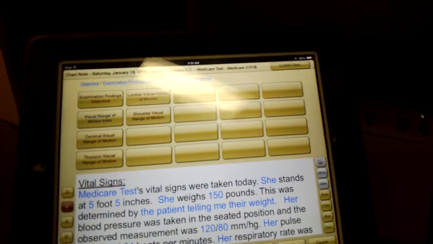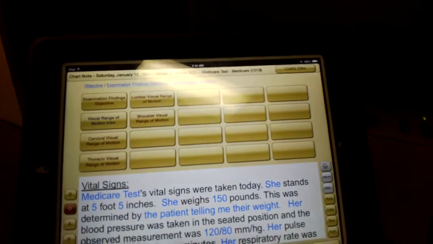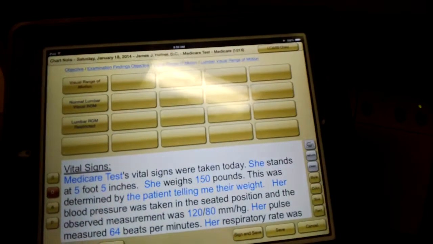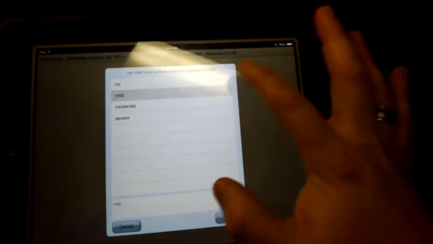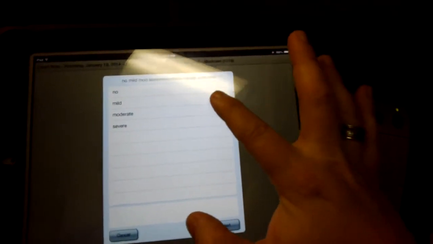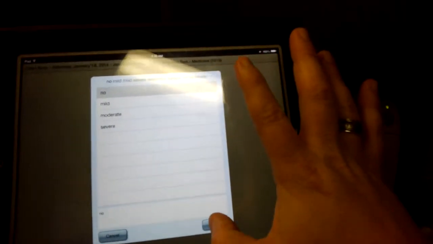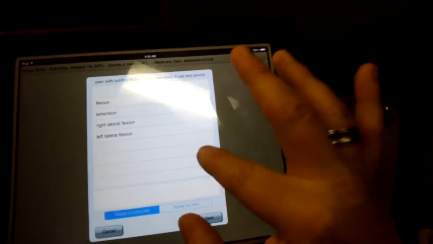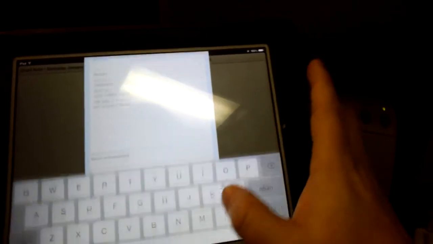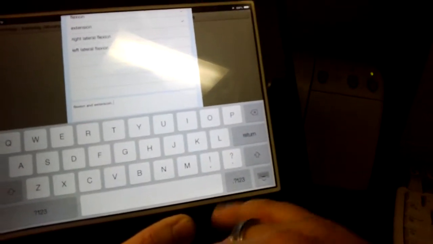Go into range of motion. So we're going to talk about range of motion. We're going to introduce it. We're going to come to the lumbar screen. And for the lumbar screen, we're going to say that the person, while we're examining them, had mild restriction of flexion, mild restriction with extension, no problems with lateral flexions. However, they did have pain with flexion and extension. We're going to go ahead and add a period for sentence structure.